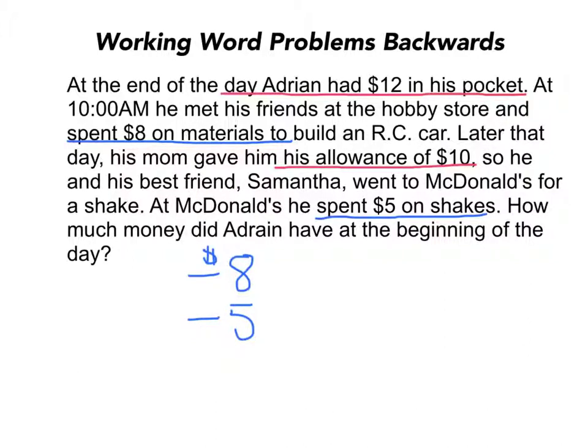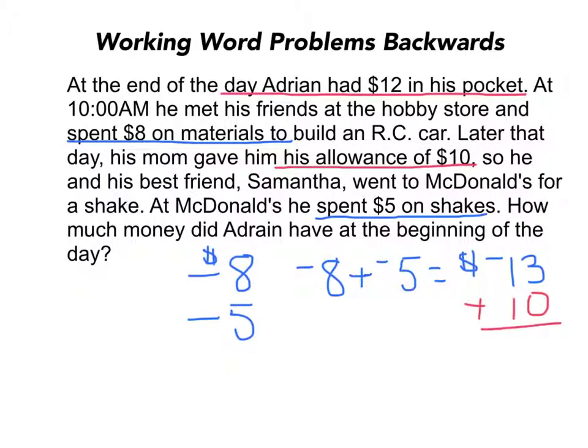You can add the minuses to see how much he spent altogether. And you come up with a minus of $13 is what he spent. If you add what he received for allowance, plus 10, you're going to get an answer of -3. So he's minus $3 in his pocket.